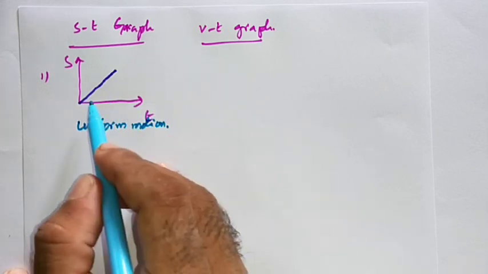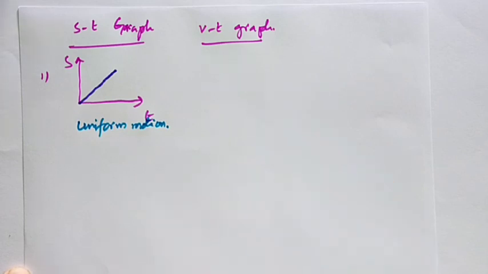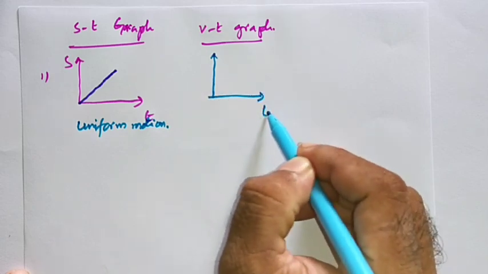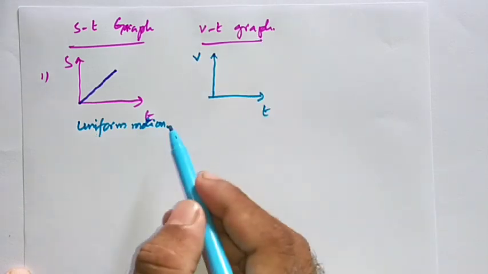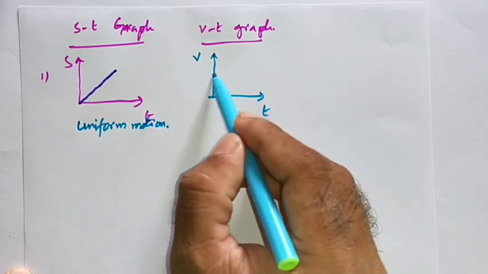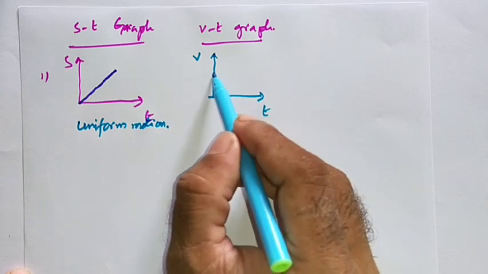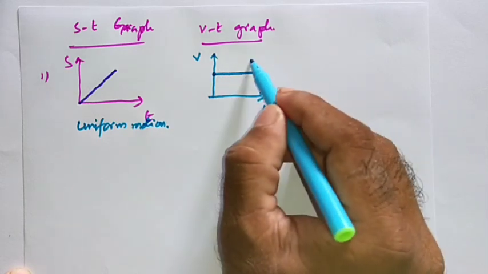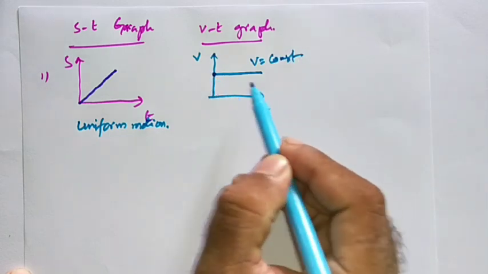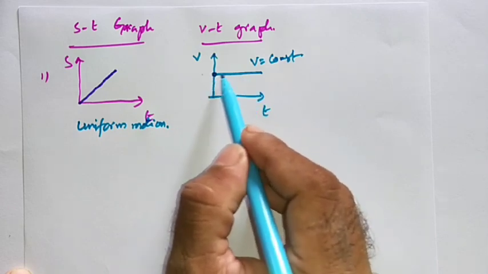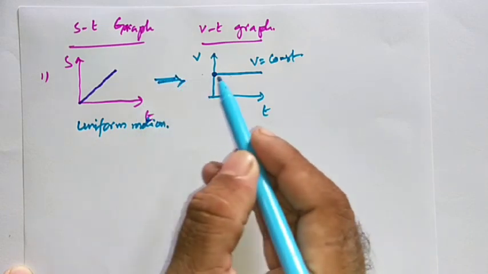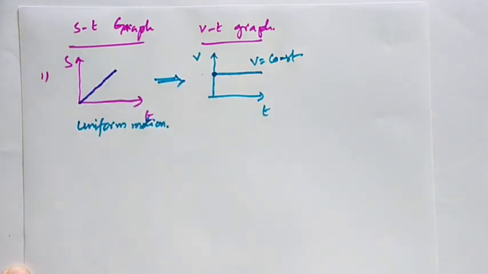Now for this graph I need to plot the velocity time graph. Clear? Then see this time velocity. Here uniform motion means the velocity is constant, sorry, speed is constant. That means the magnitude of speed is somewhere here. So this will be the graph. Yes or no? As the time is increasing but the speed of the body is constant, it's 2 meters per second, like that. Yes or no? This is the corresponding VT graph for the ST graph. Understood?